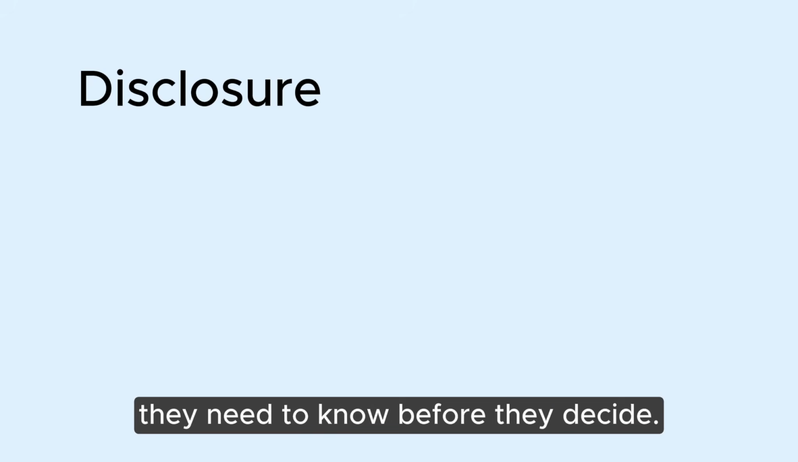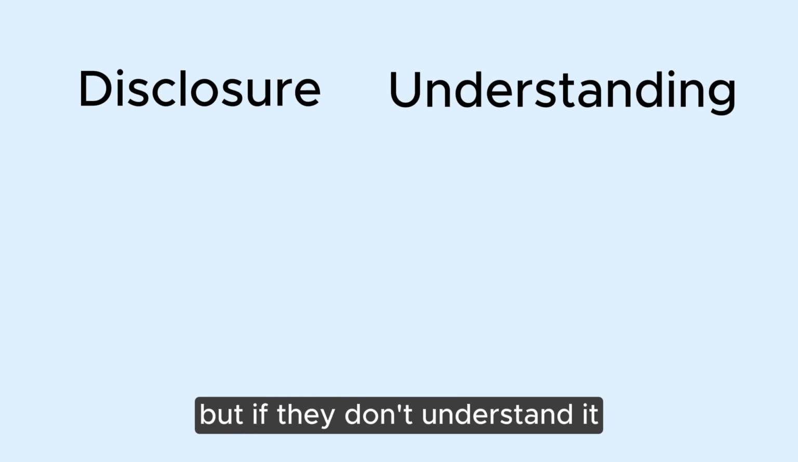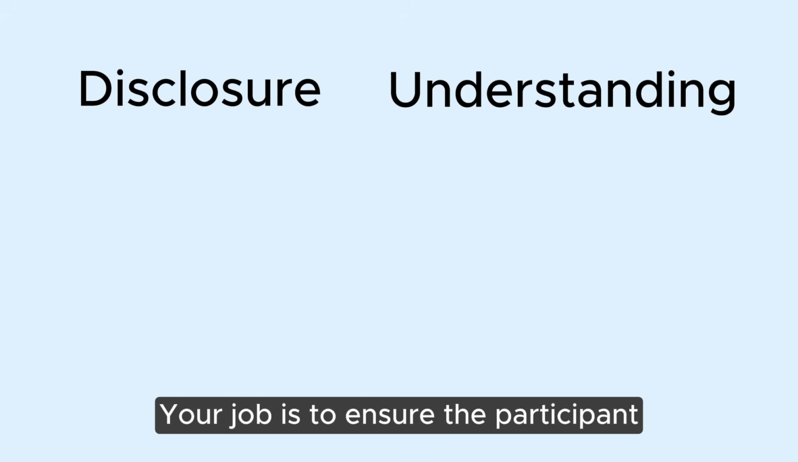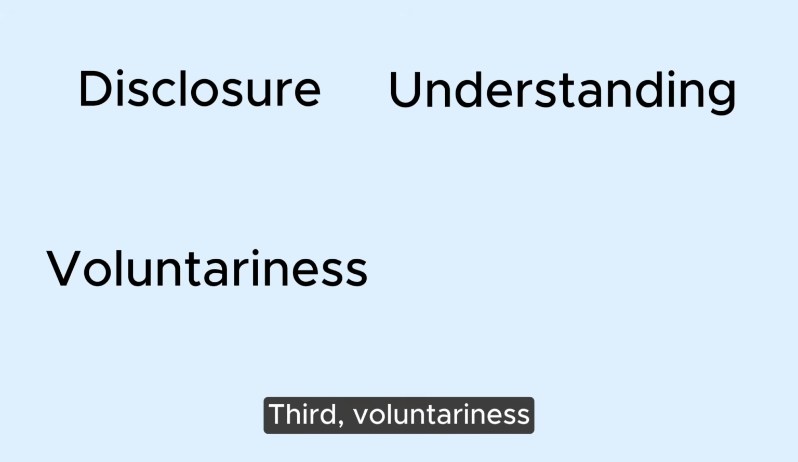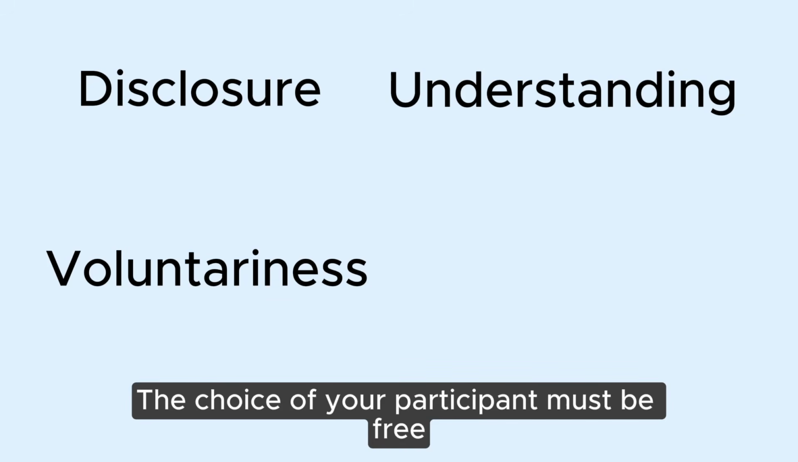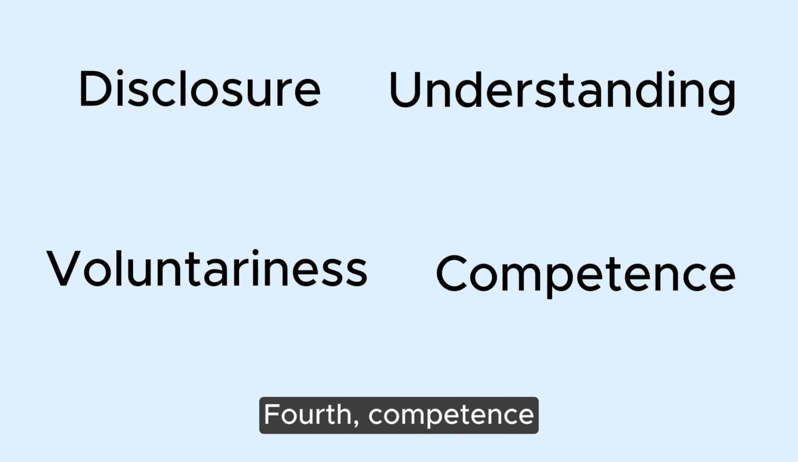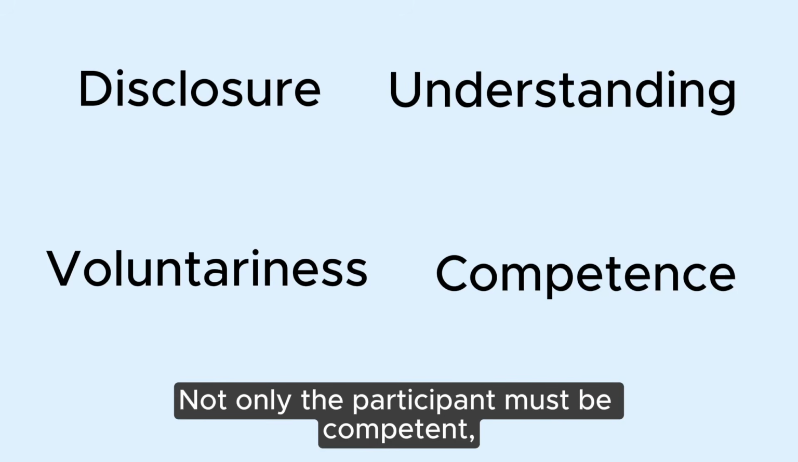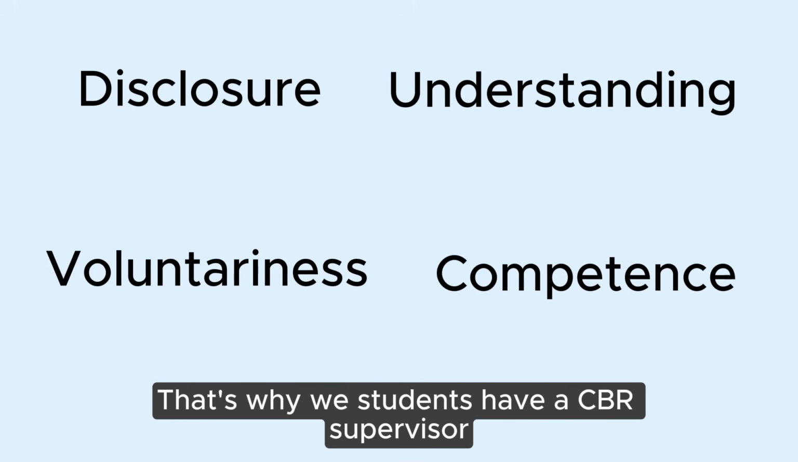First, disclosure. You basically tell the patient everything they need to know before they decide. Second, understanding. You can tell someone everything, but if they don't understand it, there's no point. Your job is to ensure the participant truly understands what you're giving them. Third, voluntariness. The choice of your participant must be free. There shouldn't be pressure, manipulation, threats, etc. Fourth, competence. Not only the participant must be competent, but also the researcher must be competent. That's why we students have a CBR supervisor.